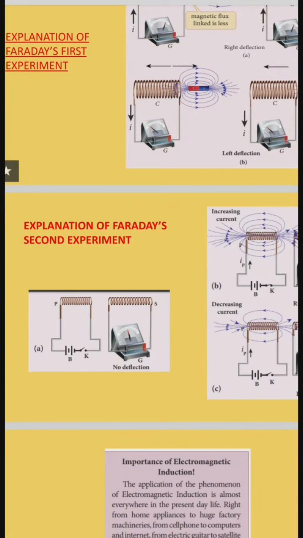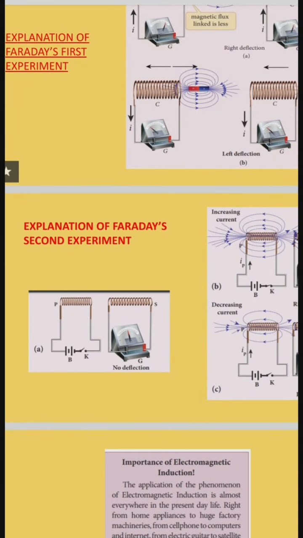Next one, explanation of Faraday's second experiment. Figure A. When the primary circuit is open, no electric current flows in it, and hence the magnetic flux linked with the secondary coil is 0. When the primary circuit is closed, the increasing current builds a magnetic field around the primary coil. Therefore, the magnetic flux linked with the secondary coil increases. Figure B. This increasing flux linkage induces a transient electric current in the secondary coil.